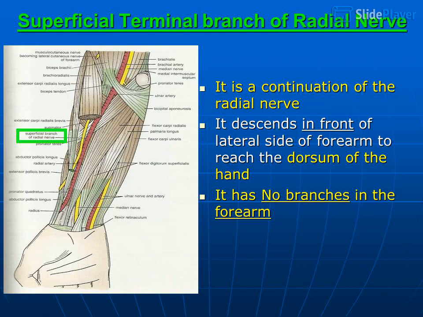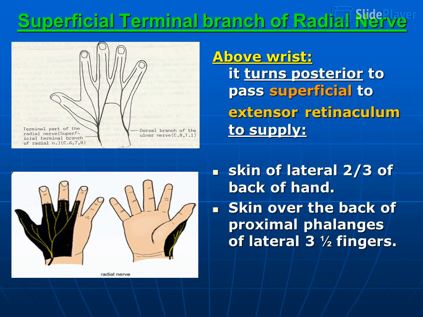Superficial terminal branch of radial nerve. It is a continuation of the radial nerve. It descends in front of lateral side of forearm to reach the dorsum of the hand. It has no branches in the forearm. Above wrist, it turns posterior to pass superficial to extensor reticulum to supply skin of lateral 2/3 of back of hand. Skin over the back of proximal phalanges of lateral 3½ fingers.